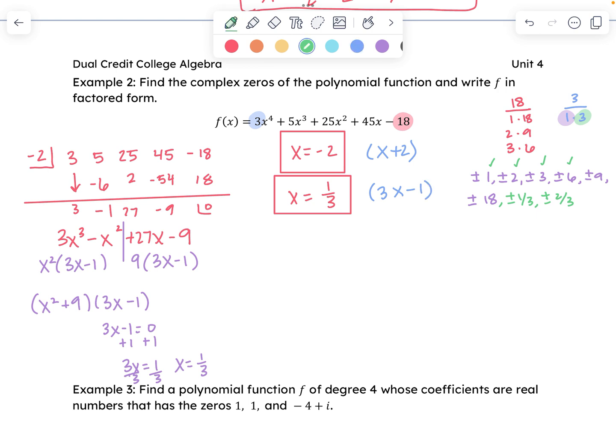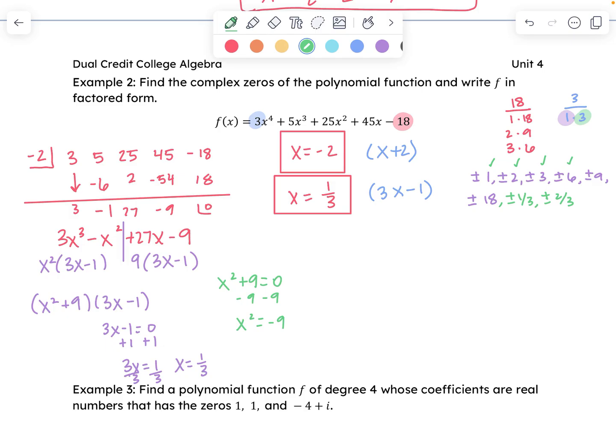Then I have x squared plus 9. So I'm going to solve that. I'm going to do it over here. X squared plus 9 equals 0. I'm going to subtract 9 from both sides. So I have x squared equals negative 9.